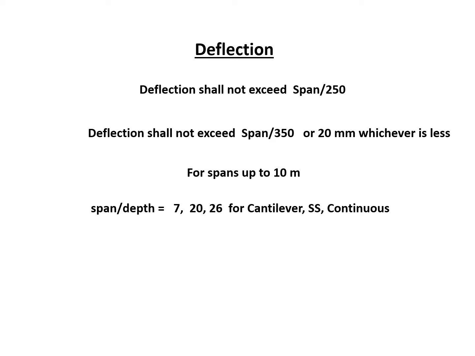Span to depth ratio. If you can maintain for cantilever 7, simply supported 20 and continuous 26, the deflection criteria is automatically satisfied. You don't have to do any calculations. And for spans more than 10 meter, you multiply this by 10 upon span. So this way, when you design, you just apply this deflection check. When you do a full problem, we'll again demonstrate it. But this is a very easy way of doing it than calculating the deflection of your designed beam.